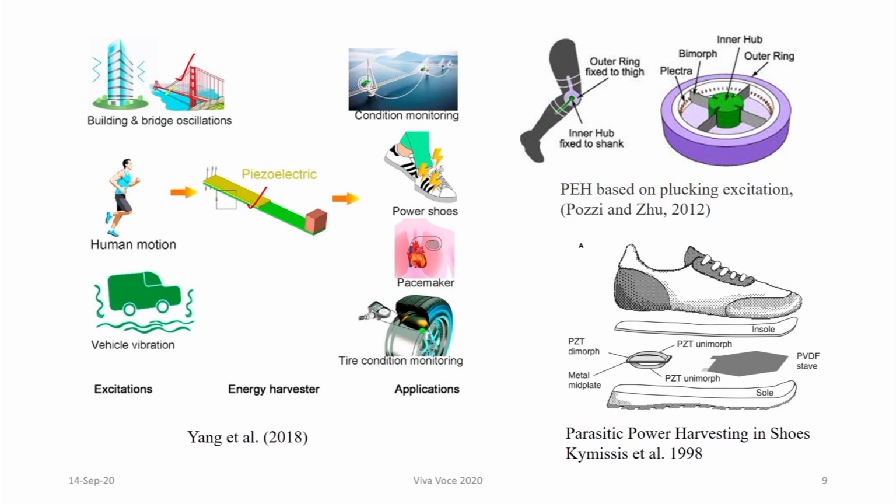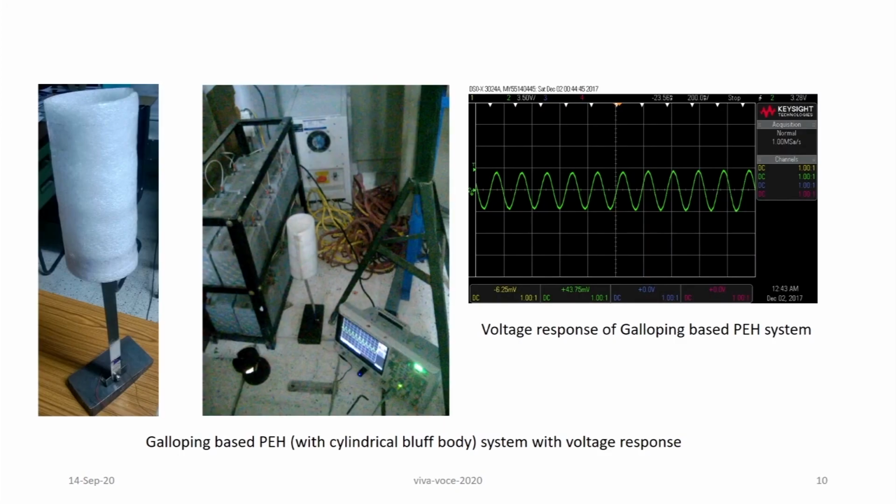Similarly, in a bridge or a building we can put piezoelectric patches to convert the vibration energy into electrical energy. Similarly, in many other places we can use these piezoelectric patches or other types of energy harvesting systems to generate energy. Here in this slide several examples are given. When we study the last module, we will study more regarding energy harvesting systems. Here one more energy harvesting example is given: galloping-based energy harvesting, that is, a piezoelectric energy harvester.